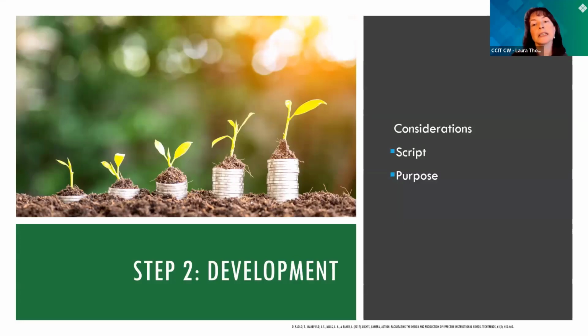Step 2 is development. Some considerations in the development are the script and purpose. Now, script, especially when I was conducting research, when I was interviewing instructors, they talked a lot about developing a script. But we also have to think, they said there were 2 main reasons they did it. One of them was for captioning, because then they could upload the script and it was exactly what they said to the captioning. However, if you're using things like YouTube or Vimeo or Stream, there's a lot of auto captioning, even in Zoom, that can occur.